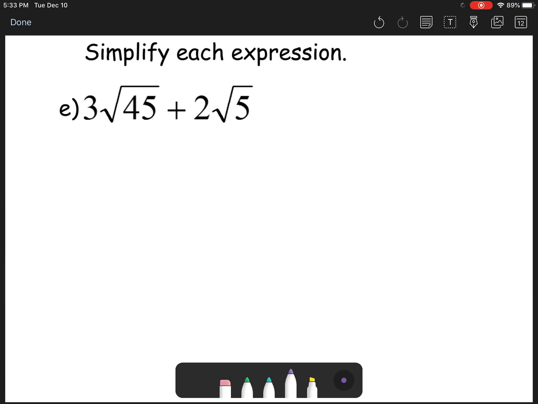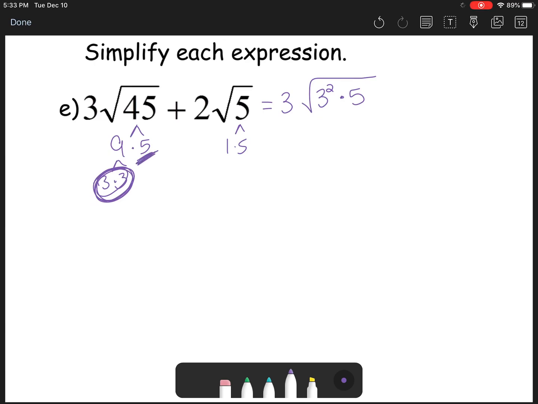Now it'd be a good idea to pause and see if you can do letter E for yourself. Well, again, we need to simplify. So 45 we could write as 9 times 5, and 9 is 3 times 3. So we have this group of 2. 5 is just 1 times 5, so we really can't simplify anything there. So we could write this as 3 times the square root of 3 squared times 5.